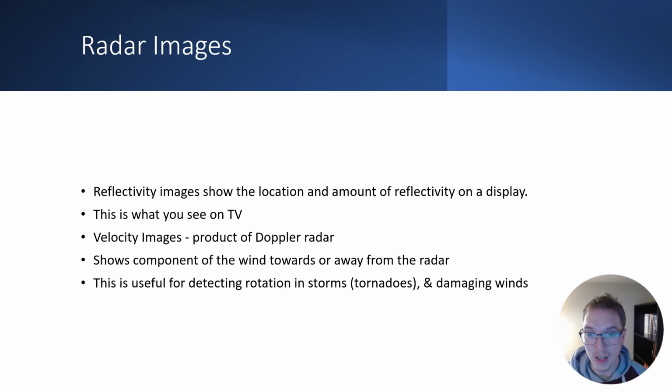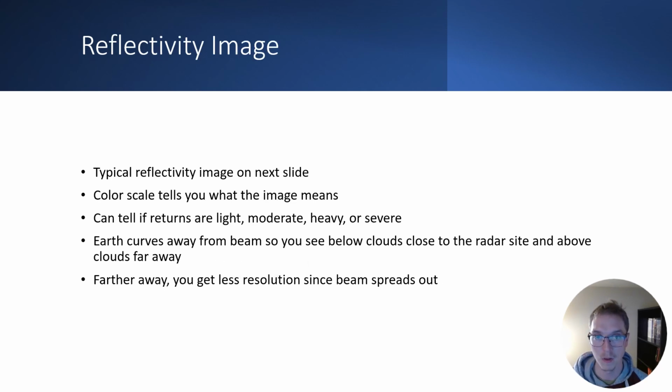Reflectivity shows the location and amount of precipitation on a display. It's basically what you see on TV. We'll see an image of it here in a second. Velocity images are what we call the product of Doppler radar. This shows the component of wind towards or away from the radar and is useful for detecting rotation and damaging winds. So for reflectivity images, which we'll see on the next slide, the color scale tells you what the image means.